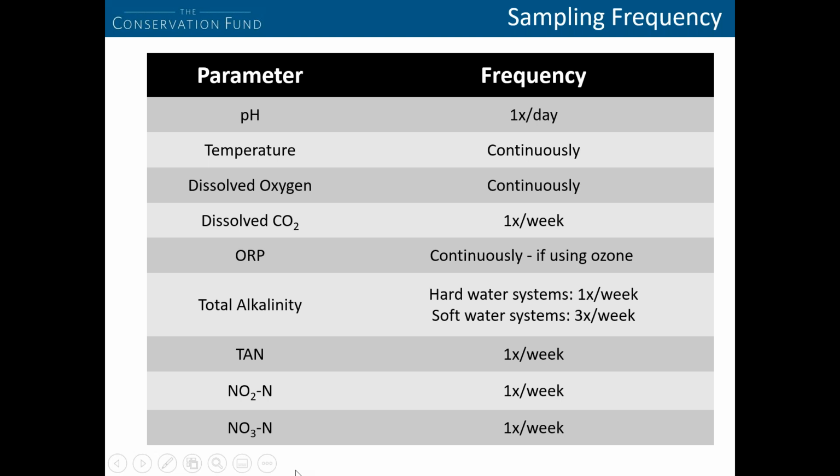The frequency of total alkalinity measurements depends on the type of system you have. So for hard water systems, it should be measured at least one time per week. And for soft water systems, you want to measure at least 3 times per week to ensure that you have sufficient levels of alkalinity for your biofilter performance. TAN, nitrite, and nitrate should be measured at least 1 time per week. However, when biofilters are breaking in or fish are added to the system, nitrogen monitoring frequency should be increased.